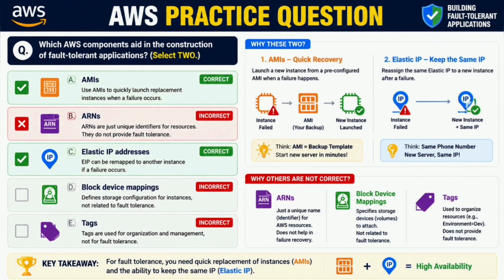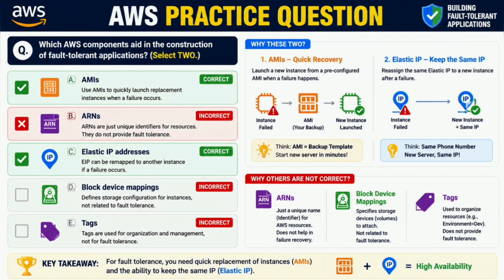Option D, block device mapping. It is incorrect, because it defines the storage configuration for an instance, not related to fault tolerance. And option E, tags, are used basically for organization and management, not for fault tolerance. So option E is the incorrect answer. So I hope it's very easy to understand.